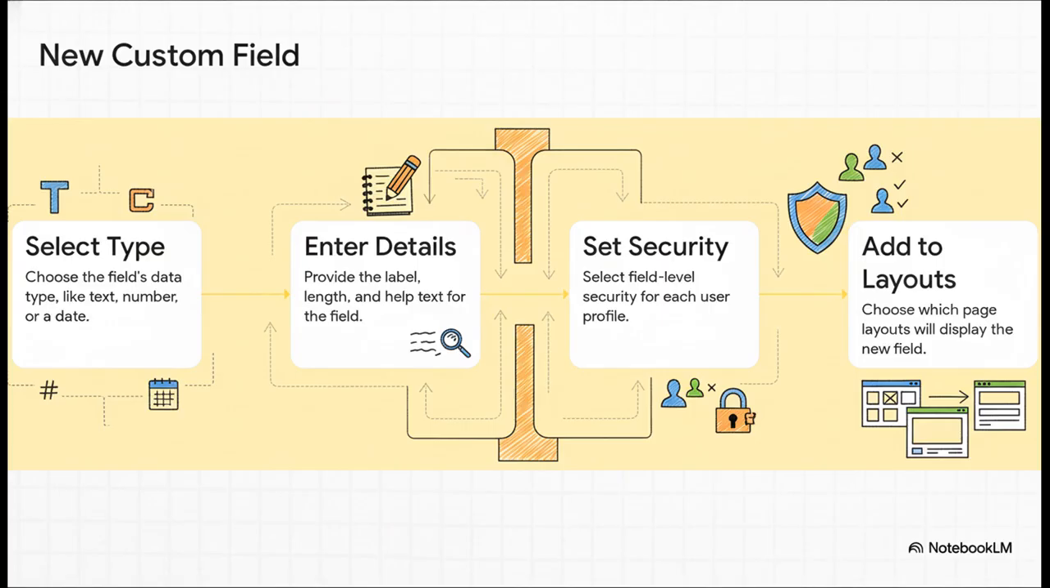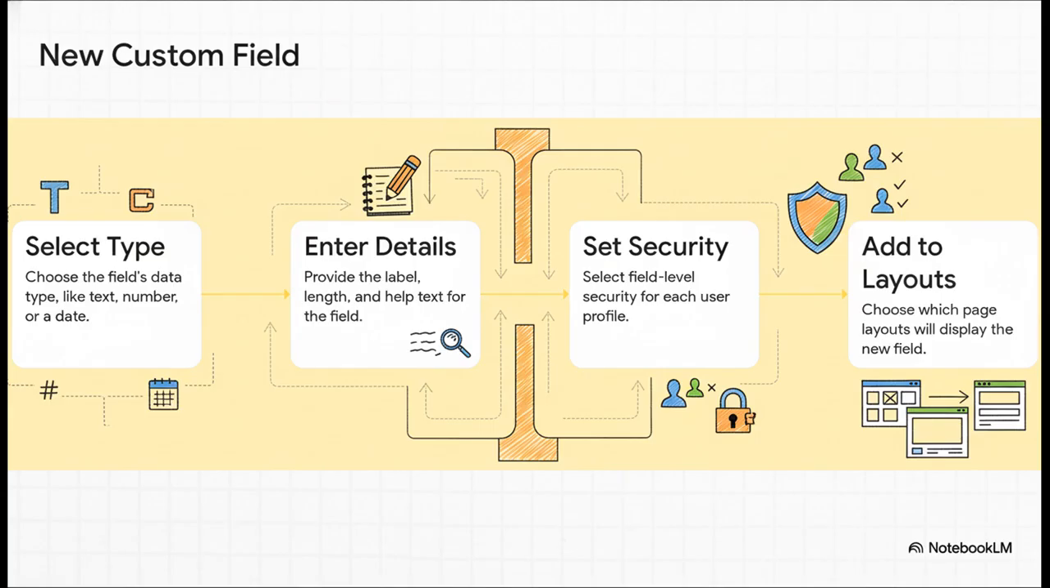First, you've got to decide what kind of data it's going to hold. Is it text, a number, a date? Simple. Next, you give it a name. Then comes the really crucial part, security. Who gets to see this field? Who's allowed to edit it? And finally, you have to actually place it on the page so your users can see and use it.